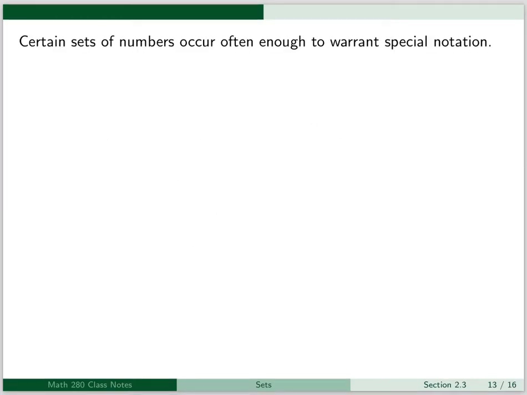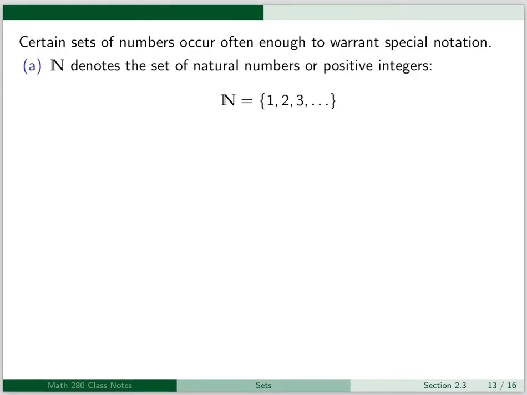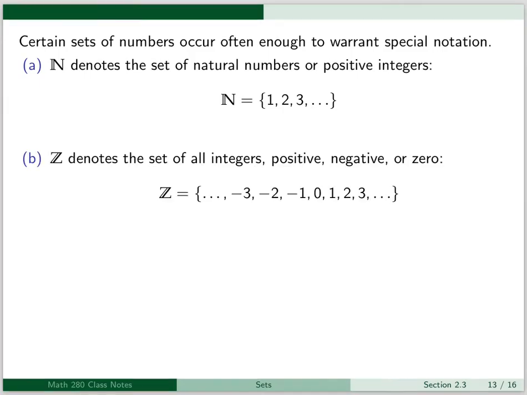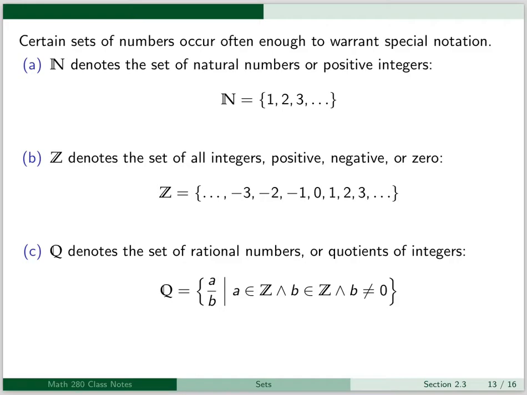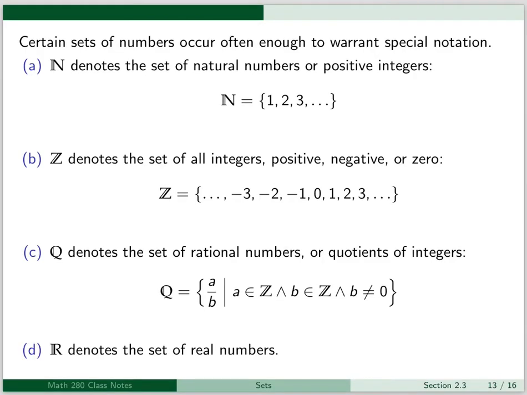Certain sets of numbers occur often enough to warrant special notation, and we've already seen some of these. So N denotes the set of natural numbers or positive integers. Z denotes the set of all integers, positive, negative, or 0. Q denotes the set of rational numbers or quotients of integers, and we can write this using our set builder notation as shown. Q is the set of all fractions a over b such that a and b are both integers and b is not equal to 0. And finally, R denotes the set of real numbers.